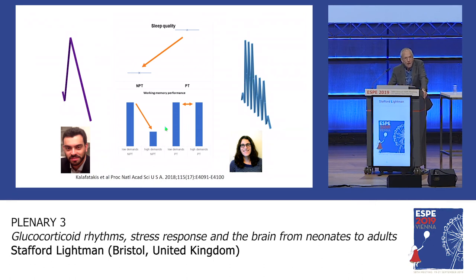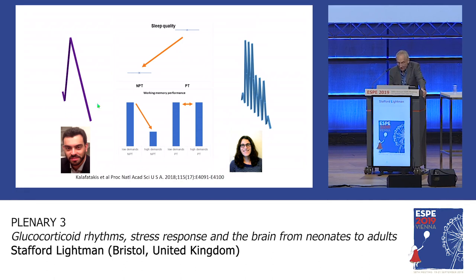And then if we're looking at working memory, we have a test called the N-back test, which we can have as difficult or very difficult. And when we look at that, if we look at low demands using the smooth infusion of cortisol, your working memory is pretty good, but as soon as you give a difficult test, it's actually very poor. And the subjects who are given pulsatile cortisol, low demand, similarly, they responded very well. But when we had a high demand test, they were much better with their working memory than the subjects who had the smooth infusion.